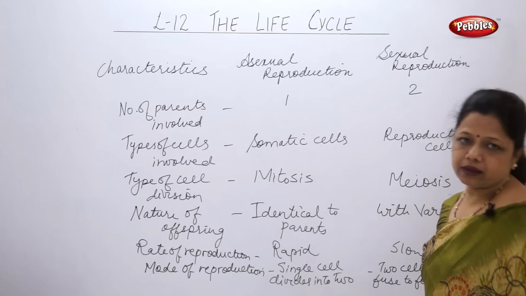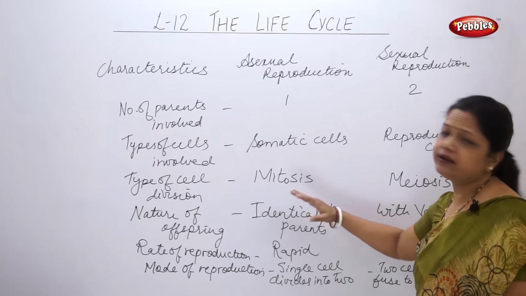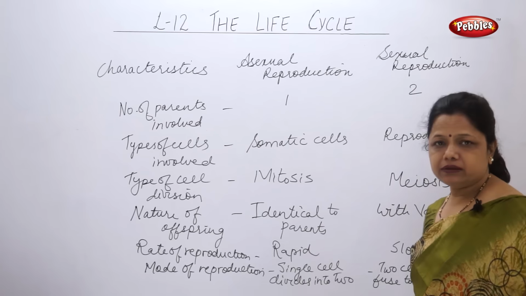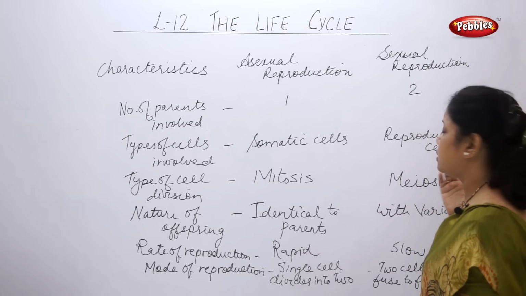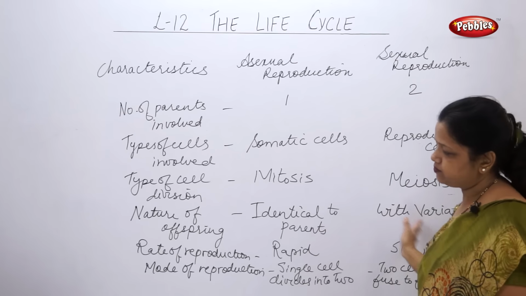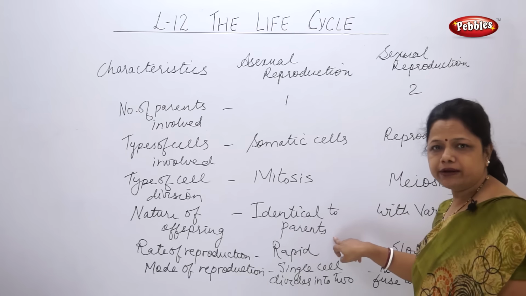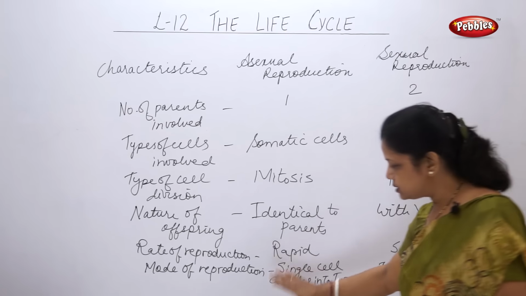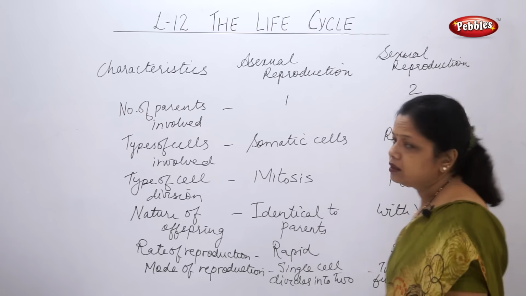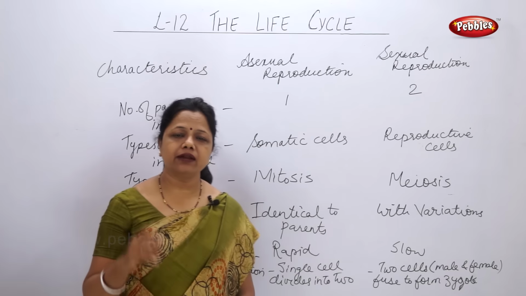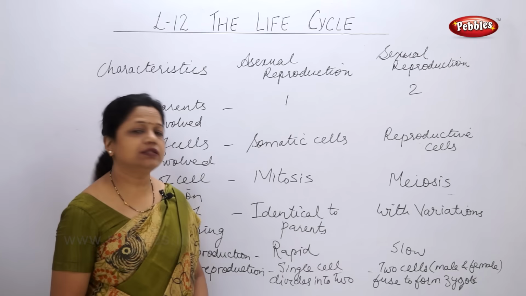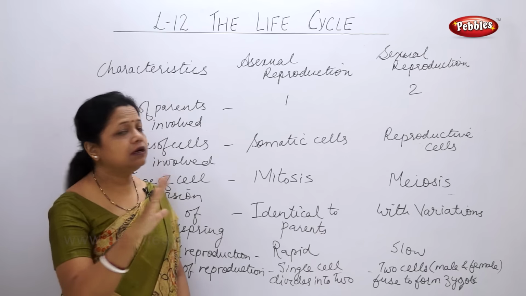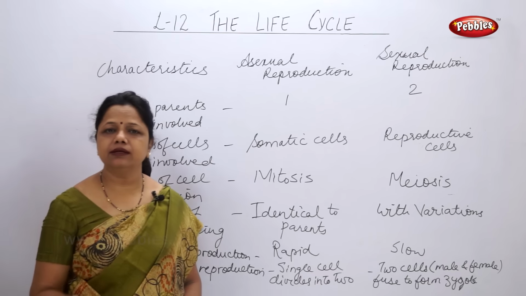The nature of offspring, how the offspring looks: it is identical to the parents in case of asexual reproduction, but you are different from your father, you are different from your mother. That means you are not identical, you are born with variations. Rate of reproduction is quite rapid here, it is slow here. And mode of reproduction: single cell divides into two, and here the two cells, that is male and female, fuse to form one zygote, and then it divides into a whole organism. This is the complete difference between asexual and sexual reproduction.